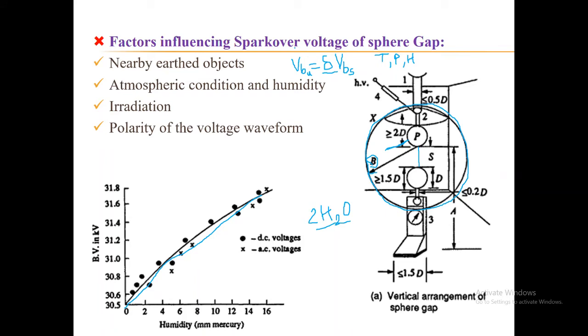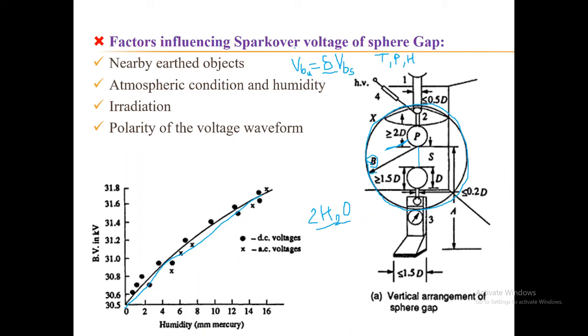The polarity of the applied voltage generally comes into the picture where the field is strongly non-uniform. In the case of a uniform field gap, the breakdown voltage under positive polarity and negative polarity will remain the same, but an alteration can be observed where a non-uniform field is created.